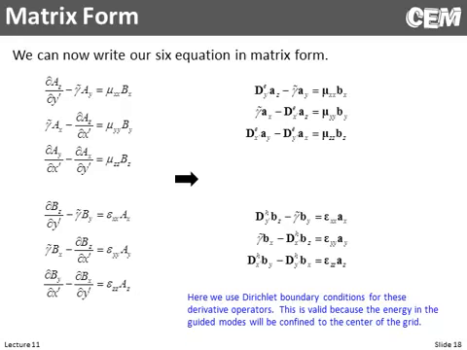Now for waveguide analysis, all the energy is trapped in the middle of the grid. So by the time we get to the edge, the fields should be very, very close to 0. So this is a great place to use our Dirichlet boundary conditions. And in fact, that's the boundary condition built into these derivatives. It's not the only possibility, but it's the one that we're going to use here.